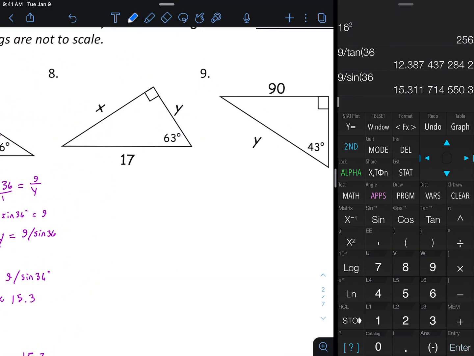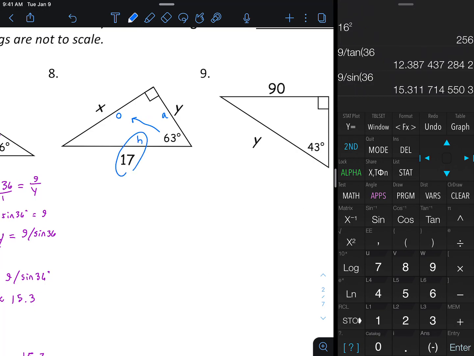Number 8, you got your 63 degrees. Your opposite side is going to be over here across from the angle. The hypotenuse is down here on the bottom, and then the adjacent is that diagonal side. So remember, hypotenuse is always across from the right angle.